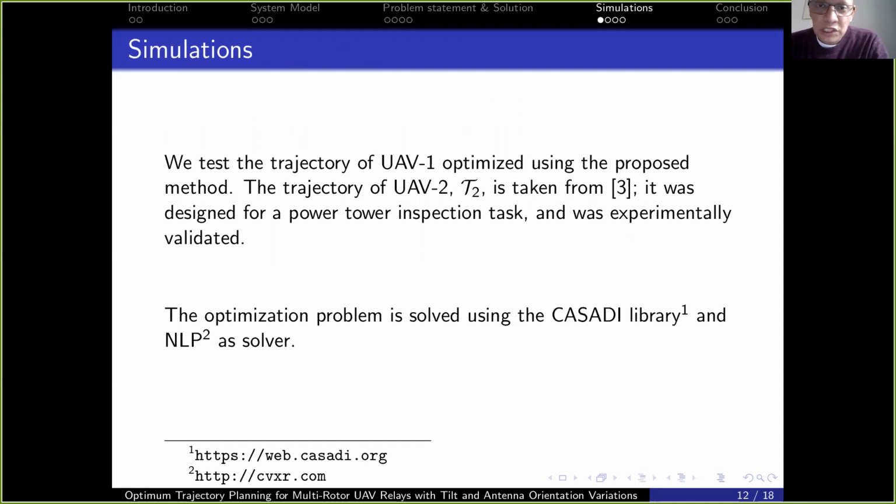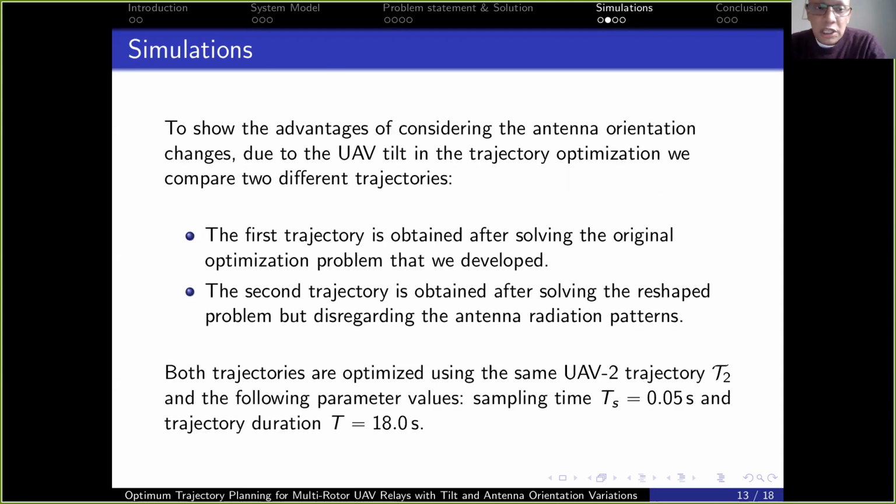We consider for the UAV2 trajectory T2, which is taken from a previous paper of ours, in which the UAV2 had to do some inspection for a power tower. And this trajectory is realistic since it was already experimentally validated. Now, in order to test our technique, first we optimize the trajectory of the UAV1 as we just presented with the technique proposed in this paper.